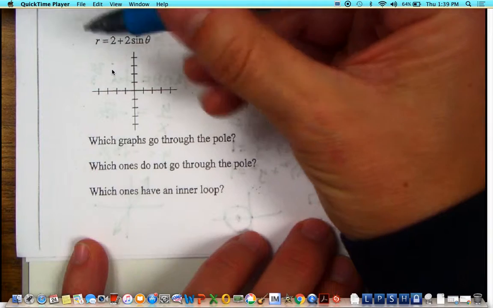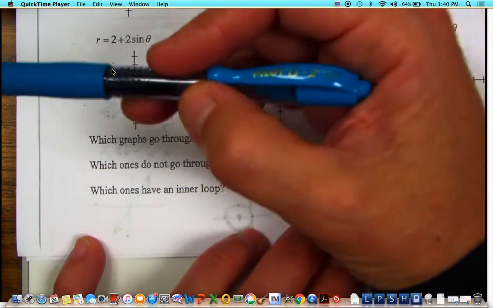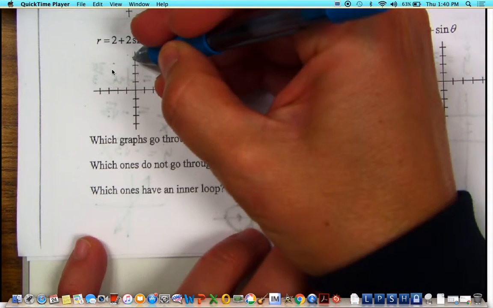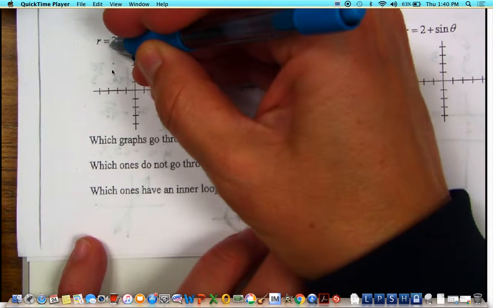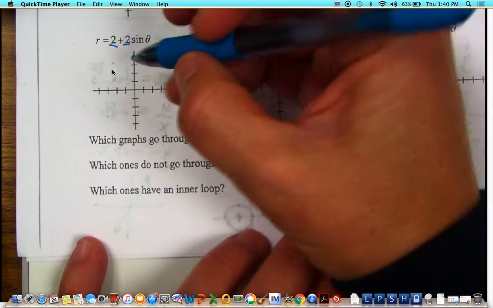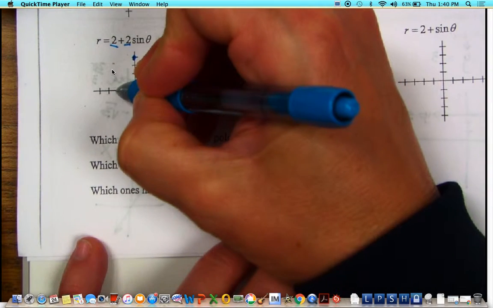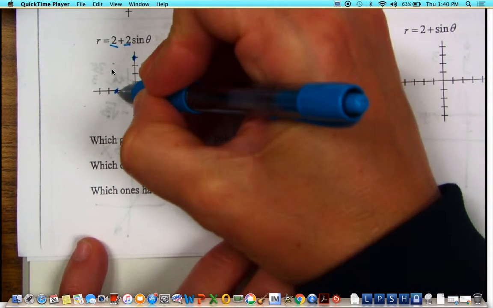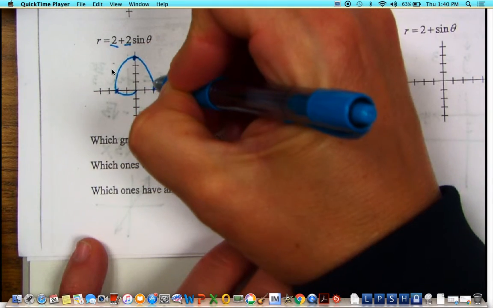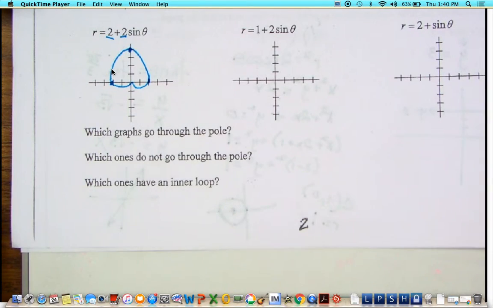Okay, so how many units away from the pole? 4. Okay, these two are the same, so what shape is it? It's a cardioid. Where does it touch the x-axis? Is it technically touching 0 here, like the origin?